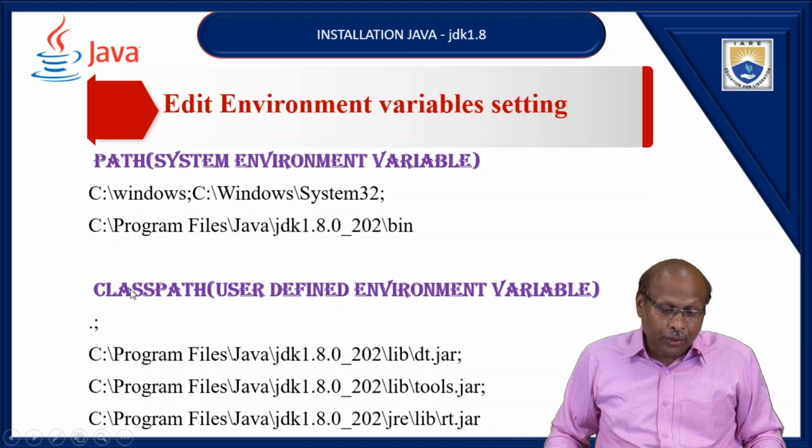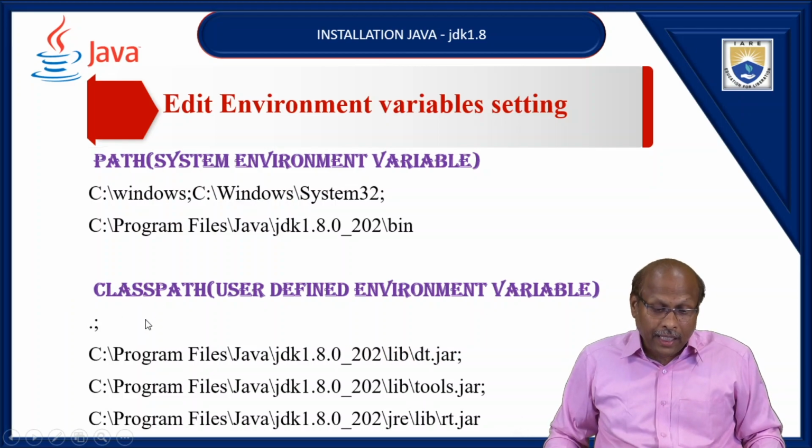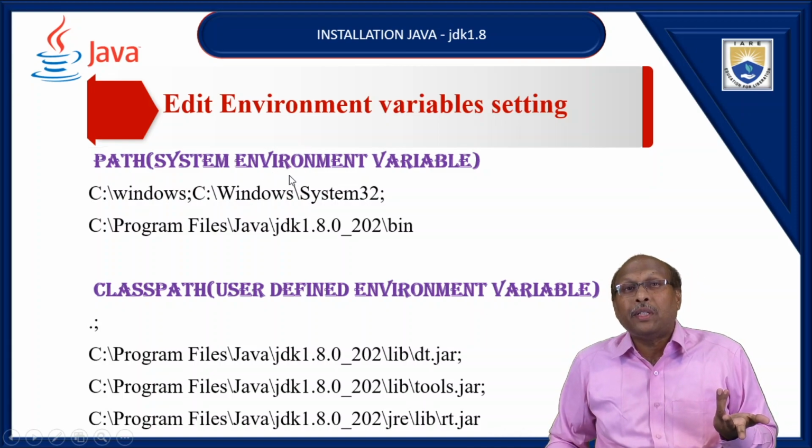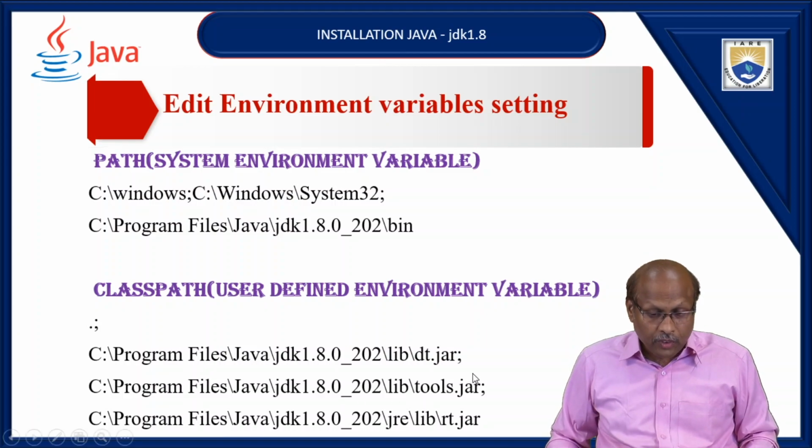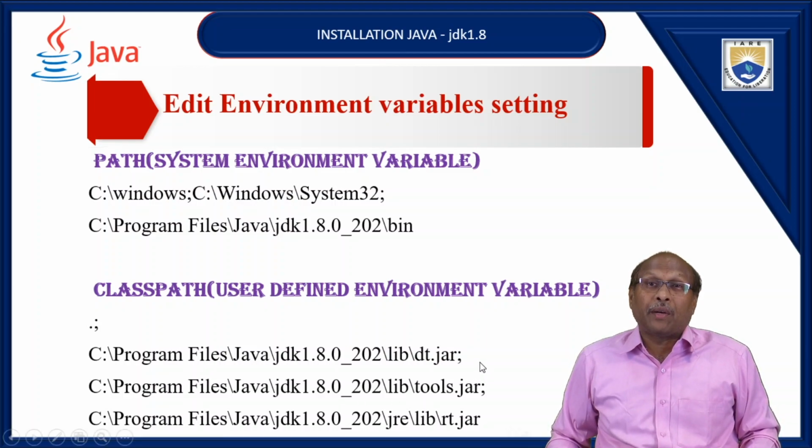And before that, I'll tell you one more thing, also classpath, because the path and classpath you have to set. They are called what variable? Environment variable. Environment means what? Environment means operating system. Operating system related variable. Okay. So you are running in Windows environment. That's why it's called environment variable.